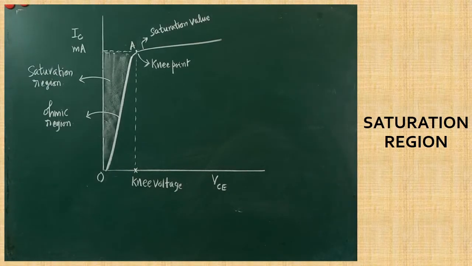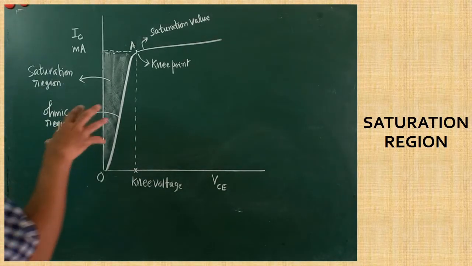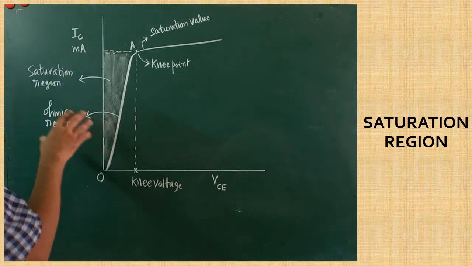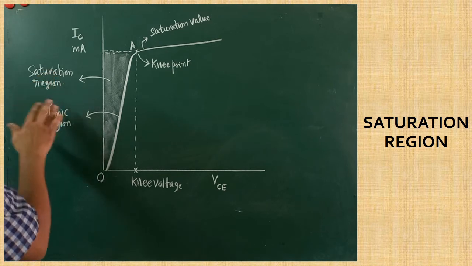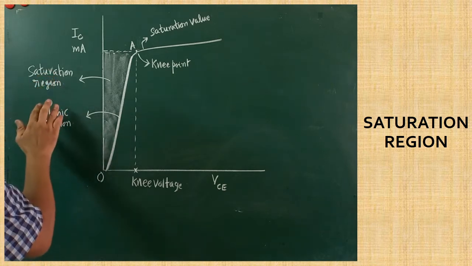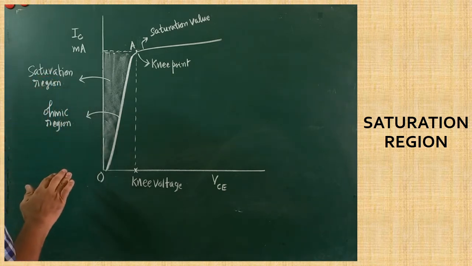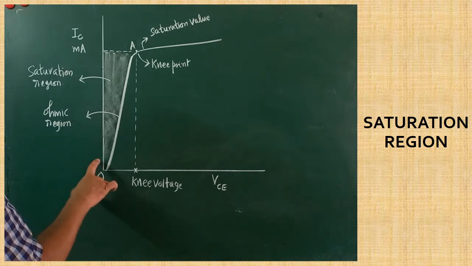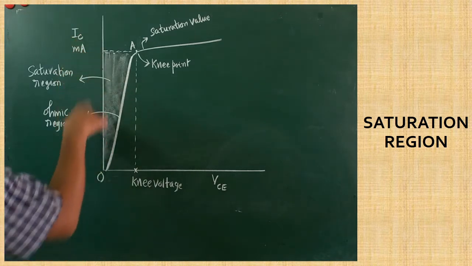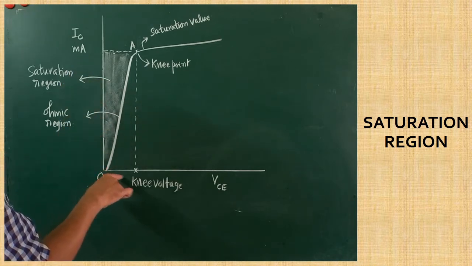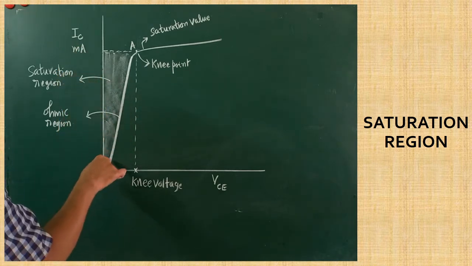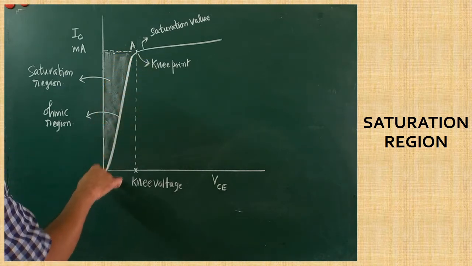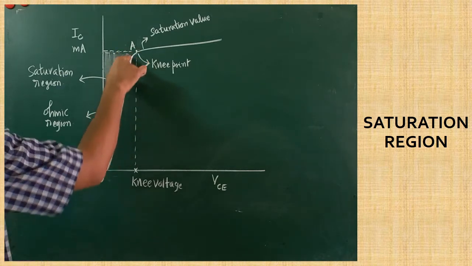Now we are going to learn the second region in the output characteristics graph, the saturation region. Now we have to find out which one is the saturation region. When VCE is increased, there is a corresponding increase in IC also. Since it is obeying Ohm's law, that line OA represents the ohmic region.